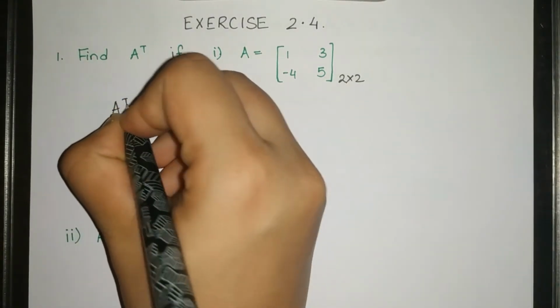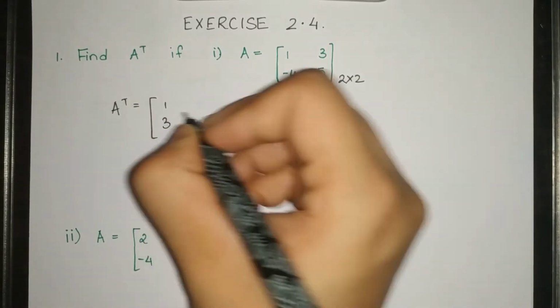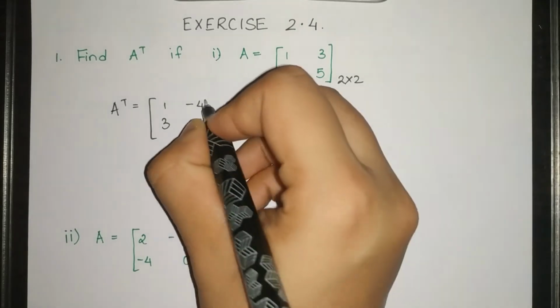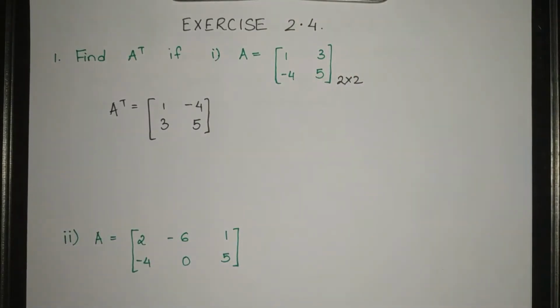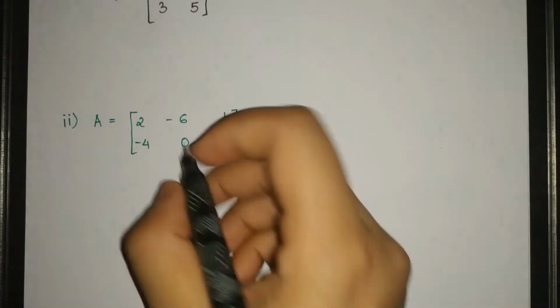So A transpose will be equal to, here we will have 1, 3, which was the first row, now becomes the first column, and then minus 4 and 5. Okay, which is the second row becomes the second column. Fine, that's it. Now next, A is equal to this matrix.